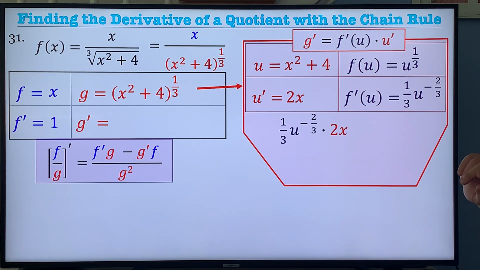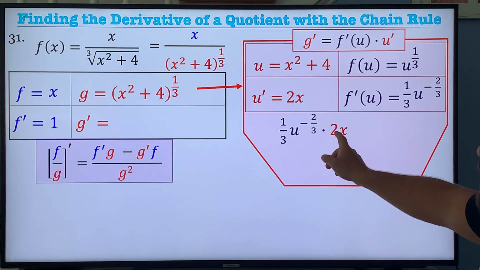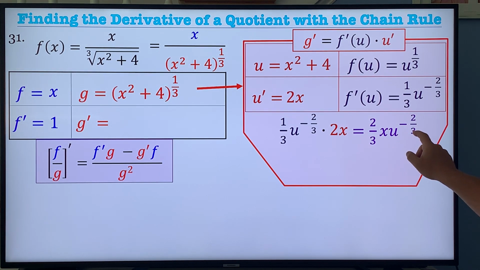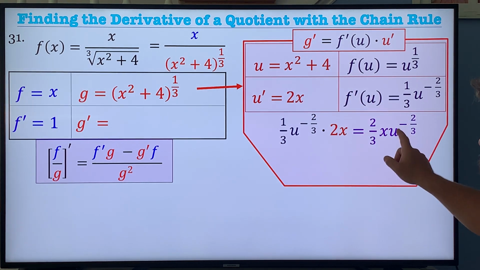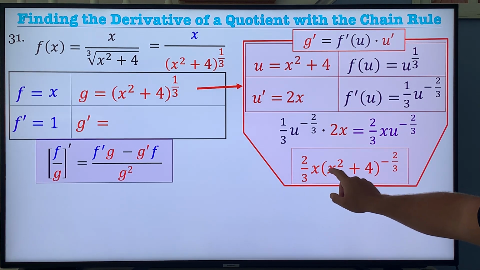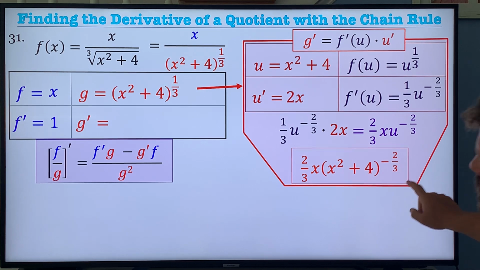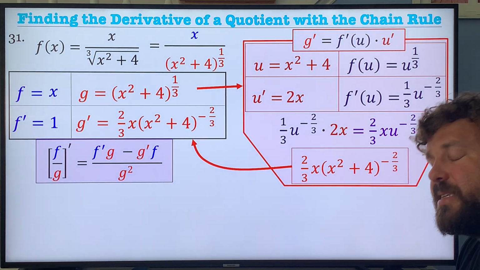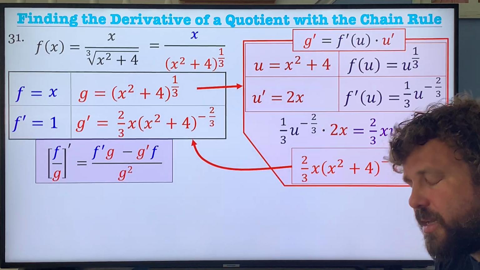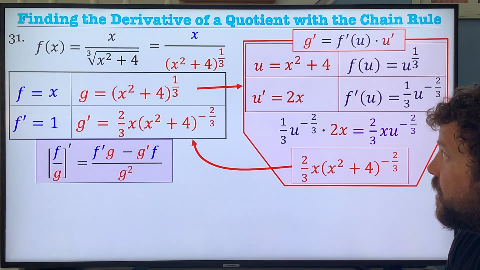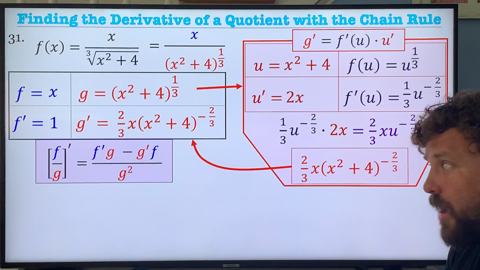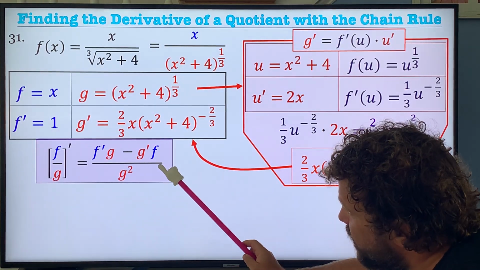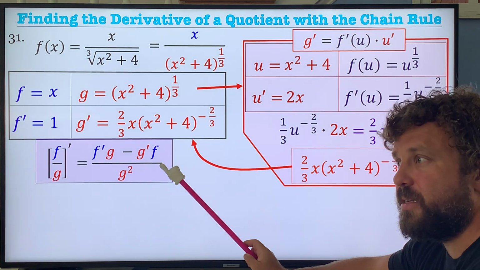2x times 1/3, u to the negative 2/3. 1/3 of 2x is just 2/3 x. Okay? U to the negative 2/3. Take your u, x squared plus 4, and plug it back in. 2/3 x times x squared plus 4 to the negative 2/3, which is my g prime. Up until this point, this is the same exact thing that you did to solve the last set of problems. Okay? Product or quotient rule, everything's the same until you get to this step right here where you have to plug it into the equation. This is the only place it differs.